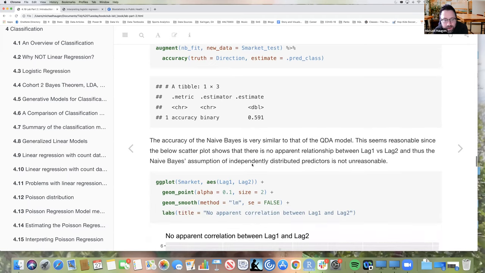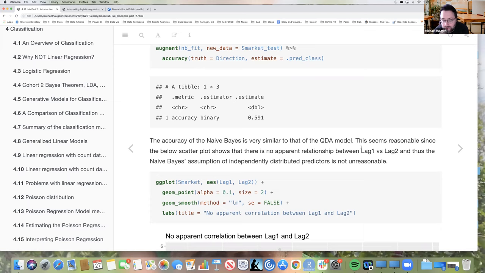But all right, the accuracy of the naive Bayes is very similar to that of the QDA model. This seems reasonable since the below scatter plot shows that there is no apparent relationship between lag one and lag two, and thus the naive Bayes assumption of independently distributed predictors is not unreasonable.